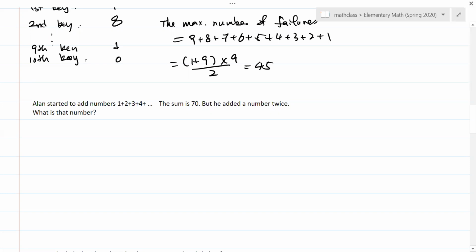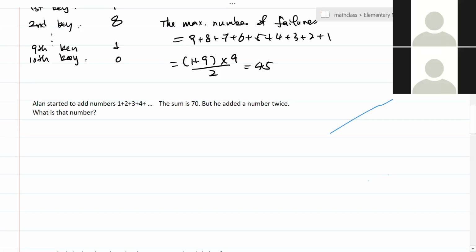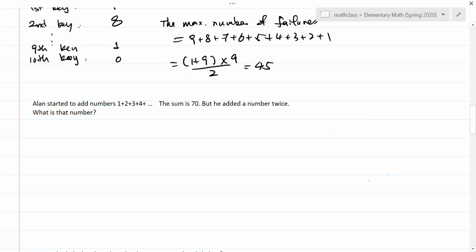Yeah. We get 70, just 1 plus 2 and so on, add them together, right? So please don't turn on the video and don't write on my screen. That's a rule. Otherwise, you'll be kicked out. Okay.